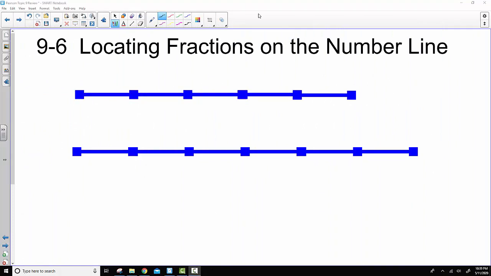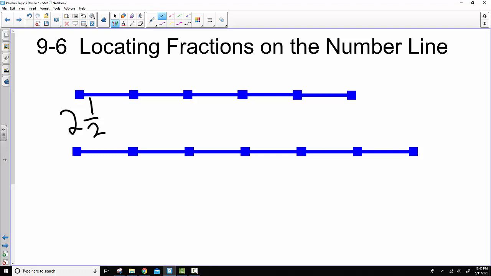Our next area of focus is locating fractions on the number line. Remember, a number line does not always have to start at 0. And in fact, the top number line will begin at 2 and 1/2. The denominator suggests how many parts are in a section. 2 means that this number line is divided by halves. So 2.5 begins our number line.